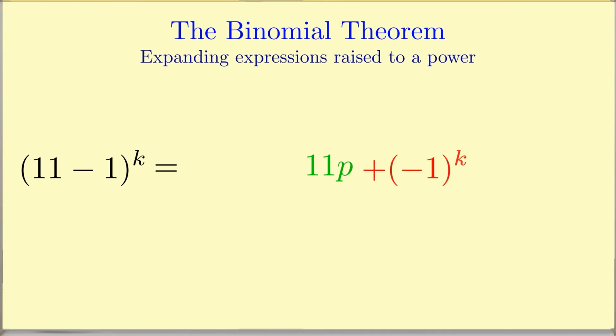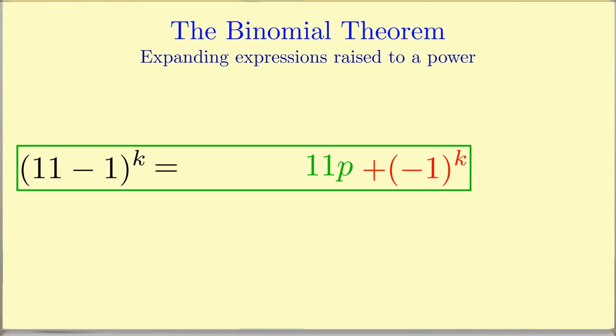What is that one single isolated term left at the very end of the expansion? According to the theorem, it is simply our second number, negative 1, raised to the power of k. So, our entire massive binomial expansion simplifies perfectly down to this. 10 to the power of k equals 11p plus negative 1 to the power of k.